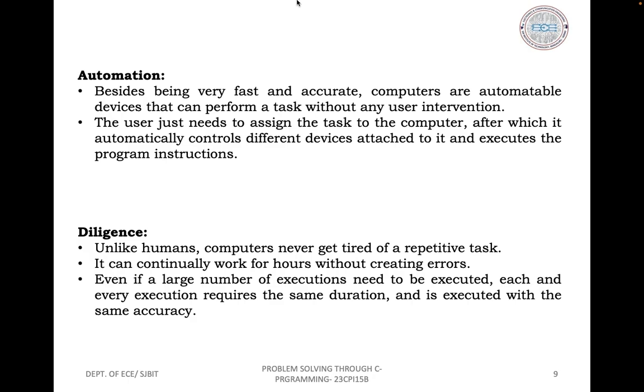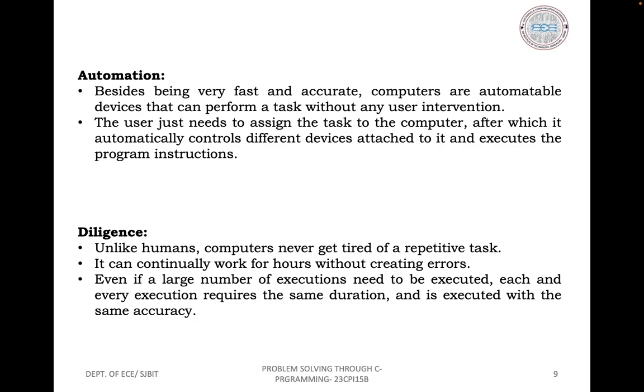Automation. Besides being very fast and accurate, computers are automatable devices that can perform a task without any user intervention. The user just needs to assign the task to the computer, after which it automatically controls different devices attached to it and executes the program instructions.